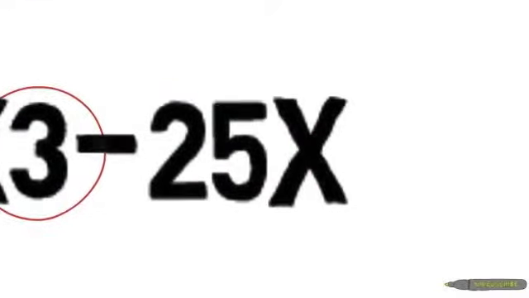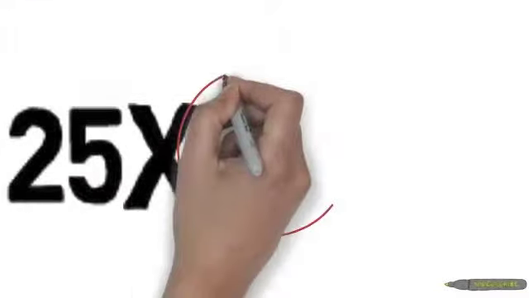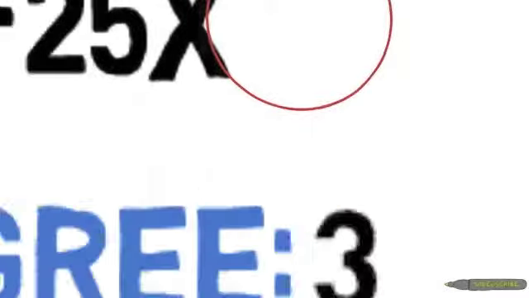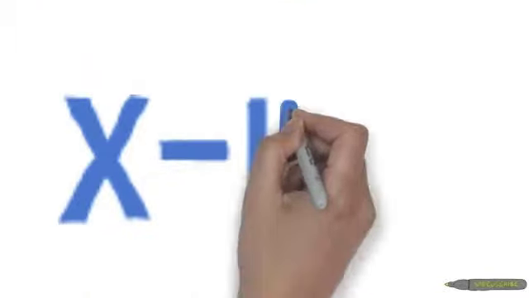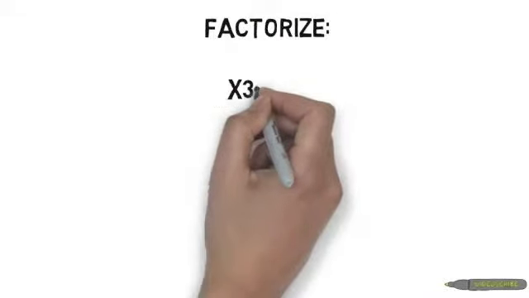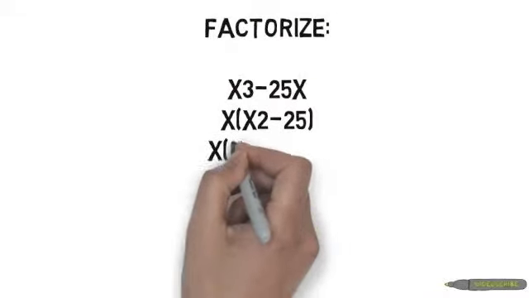The y-intercept is the number in the problem that has no variable. In this case, we don't have a y-intercept. To get our x-intercepts, we have to factorize first and isolate the x.